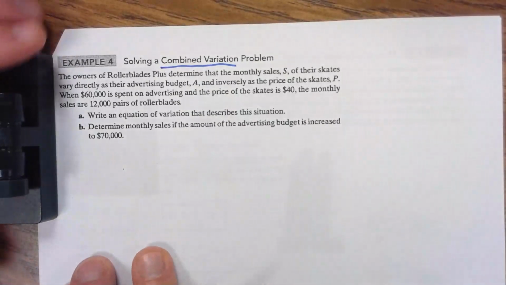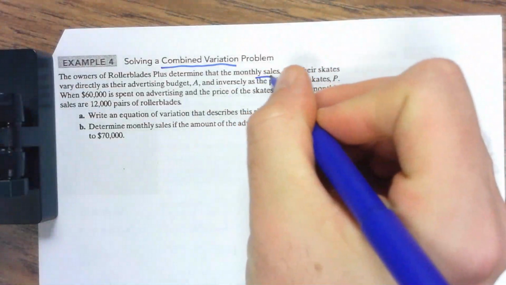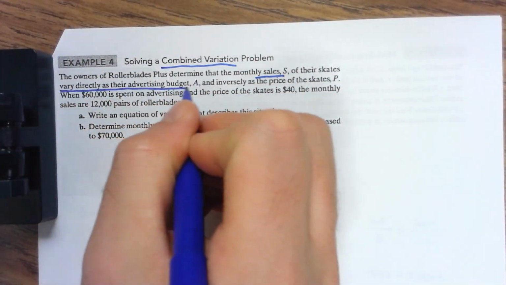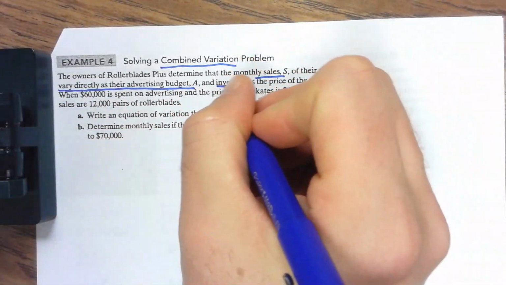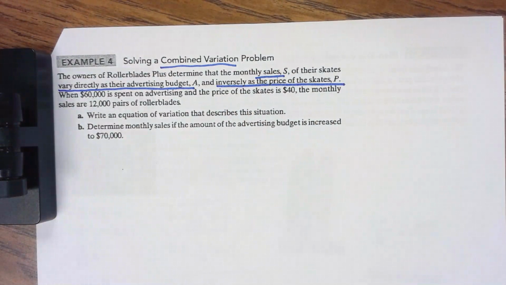It says the owners of Rollerblades Plus determined that the monthly sales S of their skates vary directly as their advertising budget A and inversely as the price of the skates P. So we're going to build an equation for that. Basically, when it's direct variation, we're going to multiply by the constant. When it's inverse, we're going to divide by it.